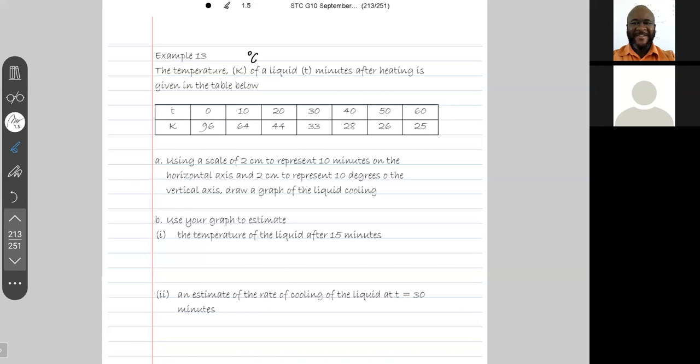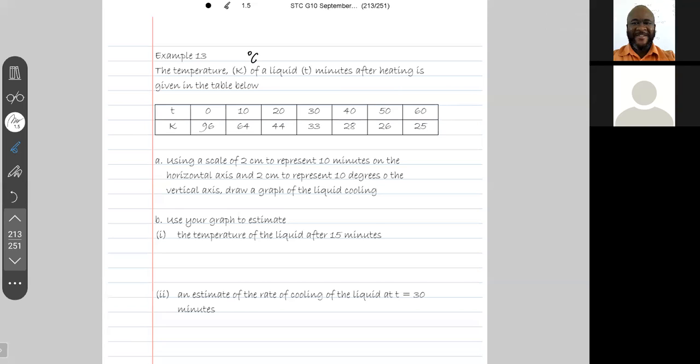Immediately after the heat source was removed, the temperature was 96 degrees Celsius, and after 60 minutes, the temperature dropped to 25 degrees Celsius. Using a scale of 2 centimeters to represent 10 minutes on the horizontal axis, so time is on the horizontal axis, and 2 centimeters to represent 10 degrees on the vertical axis, we're to draw a graph of the liquid cooling. All right, so let's draw our graph.